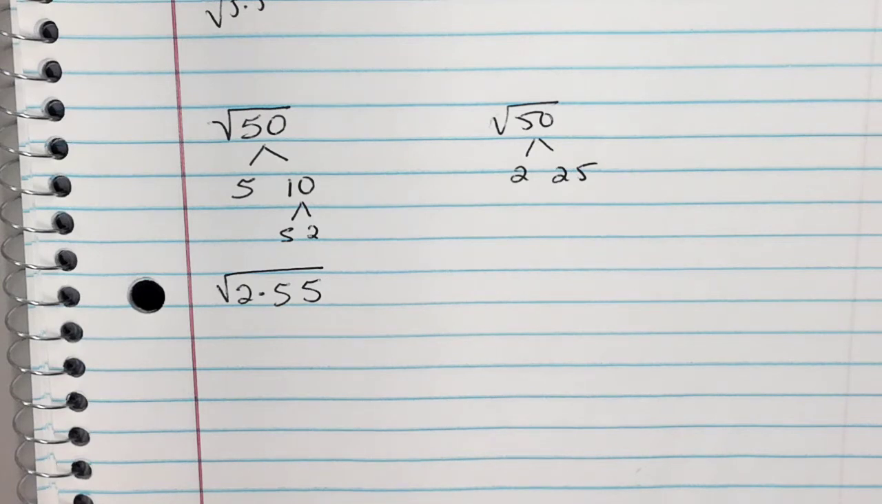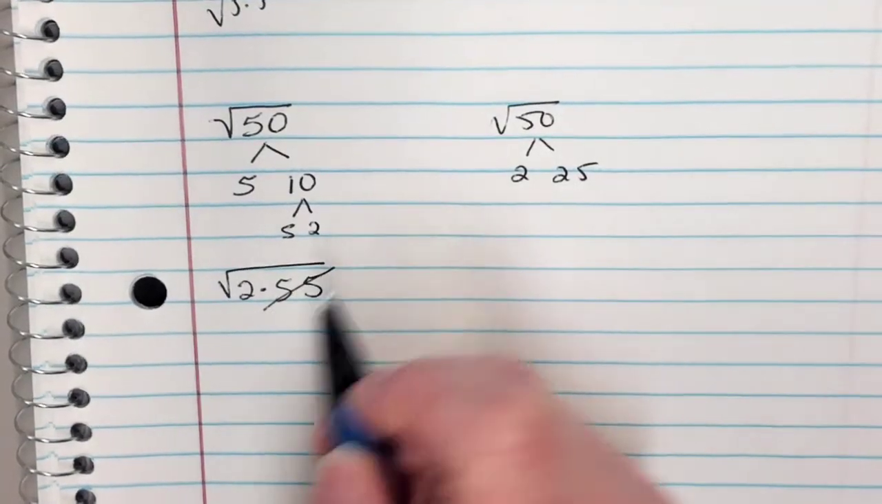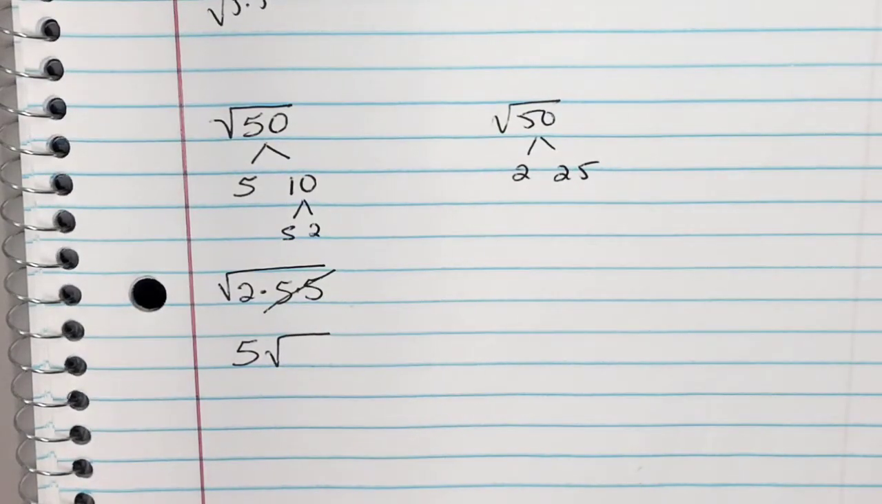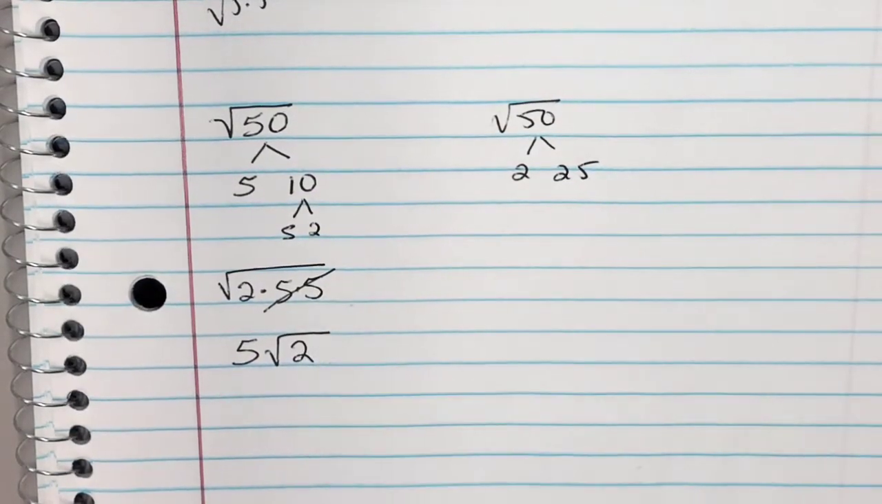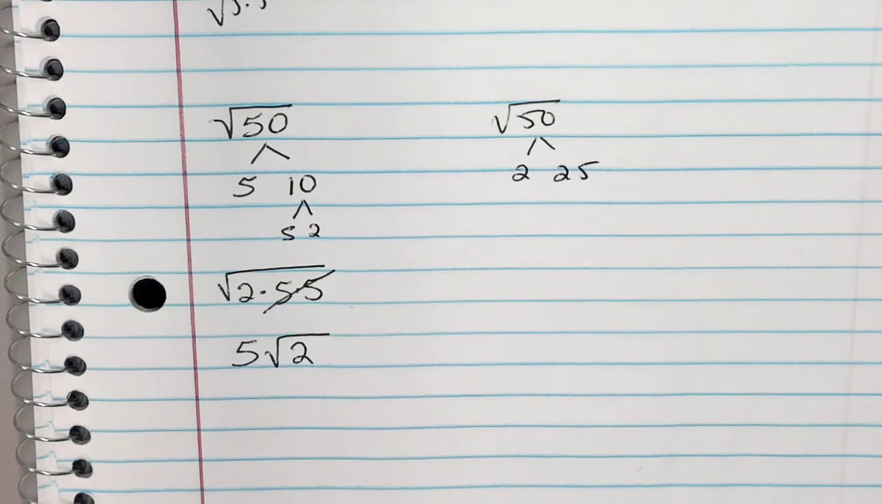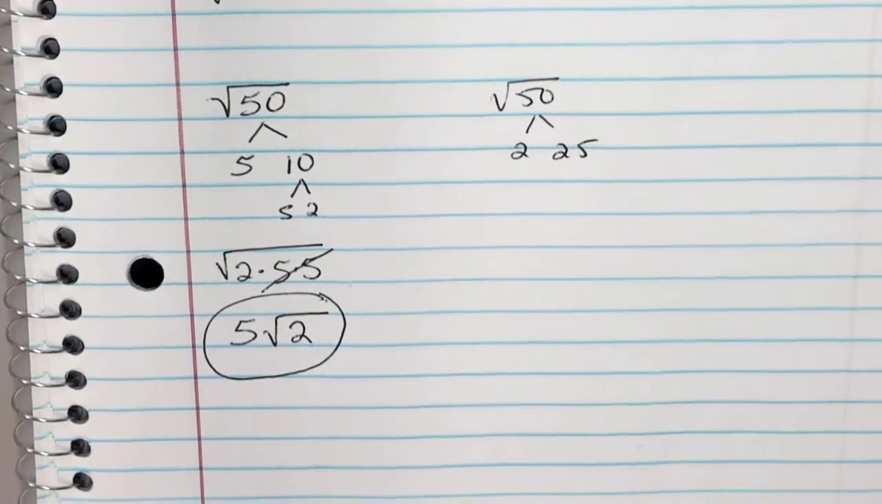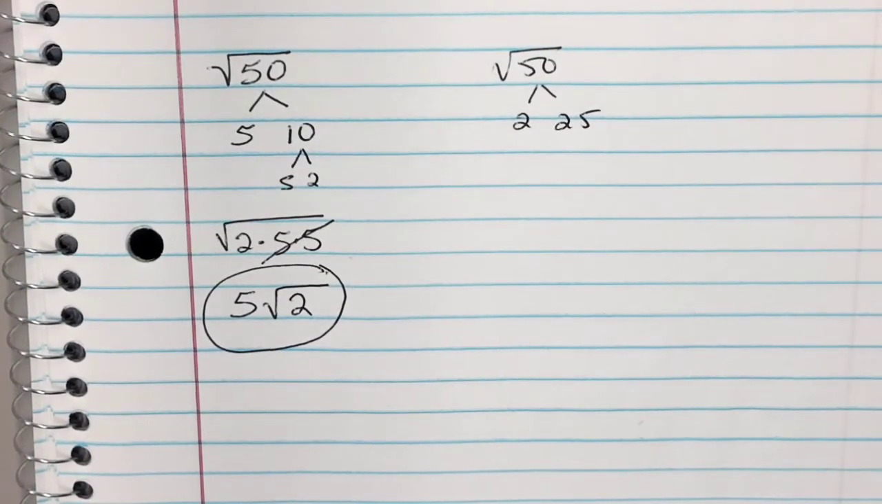But do you guys remember what square roots do? Square roots pull out pairs. So this set of 5s, that's going to come out because there's a pair of them. But the 2 doesn't have a buddy. So it's going to sit inside the root, and we are going to walk away. This is called simplifying radicals or simplifying square roots.